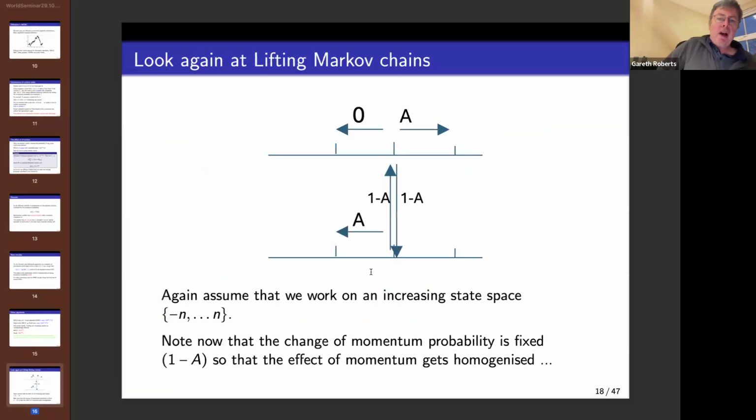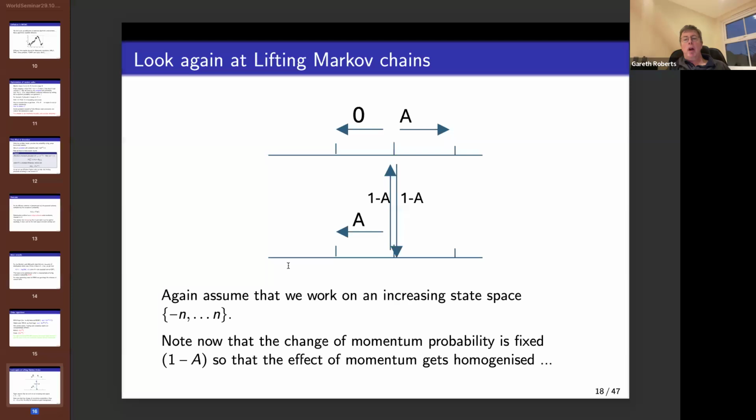Okay, but we wanted to talk about non-reversibility. So let's go back to the context of lifted Markov chains. I'm going to give a slightly more general lifted Markov chain here, where I have my probability of moving to the right given by probability A. If I don't move to the right, then I force myself to change replica and go to the replica where I'm going in the other direction.